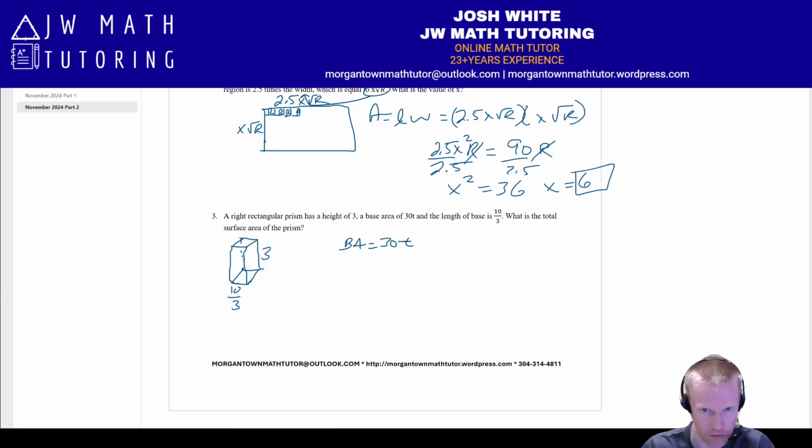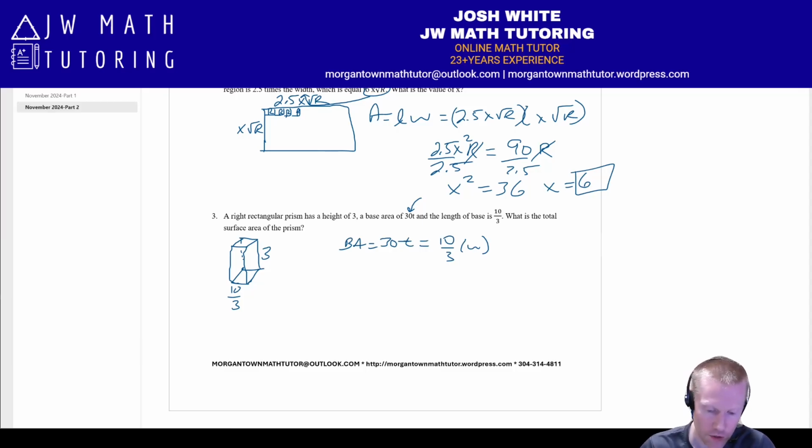Obviously the answer to this is going to be an expression with t. It's not just going to be a numerical value, right? Because we have this right here with t, we don't know what t is. So what we need to do is first find the width. And we can do that by knowing that the base area is just equal to length times width, or in other words, 10 thirds times w.